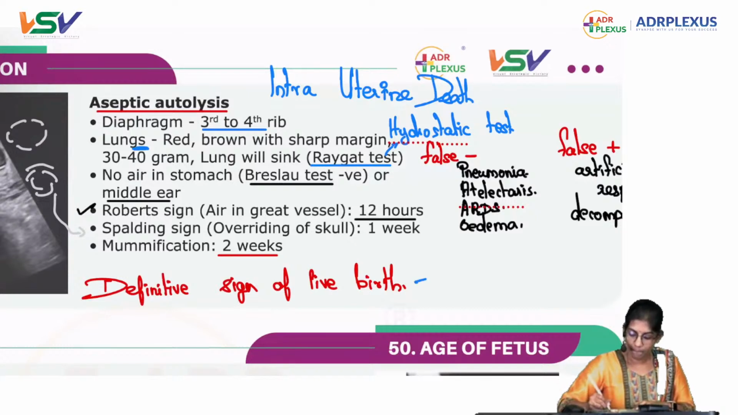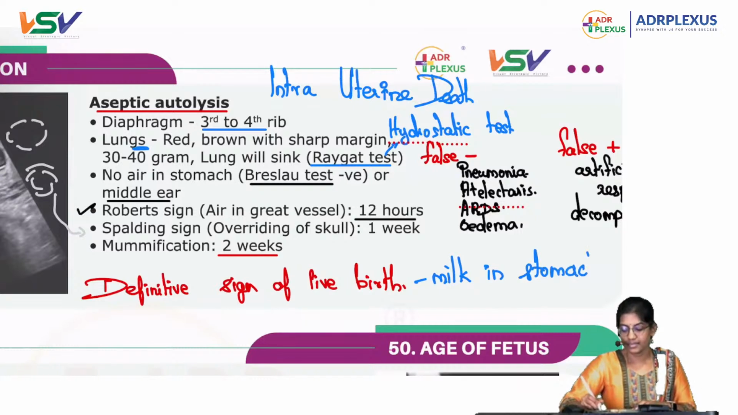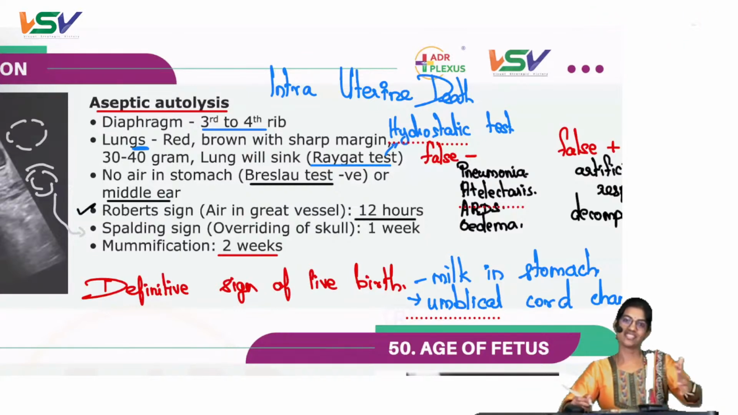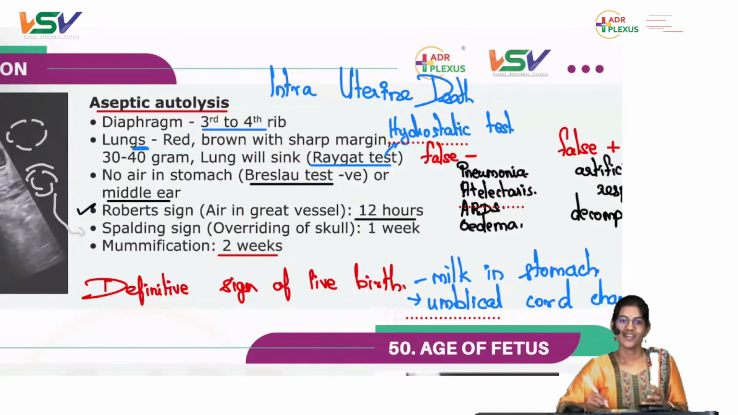Mainly two things: milk in stomach and umbilical cord undergoing changes. So if you find the umbilical cord as dried, withered, and fallen off, that indicates that the child was live born and survived for a few days, right? So that is a definitive sign of live birth.